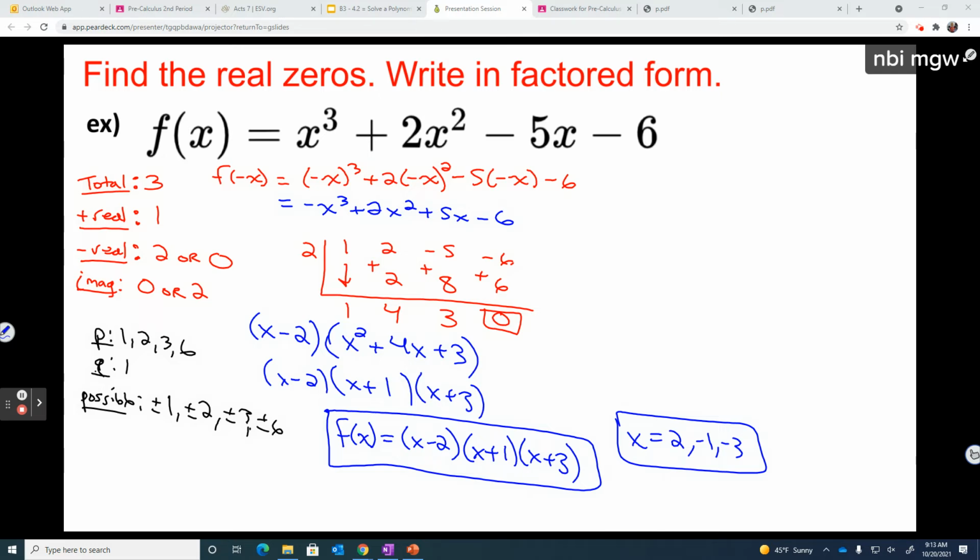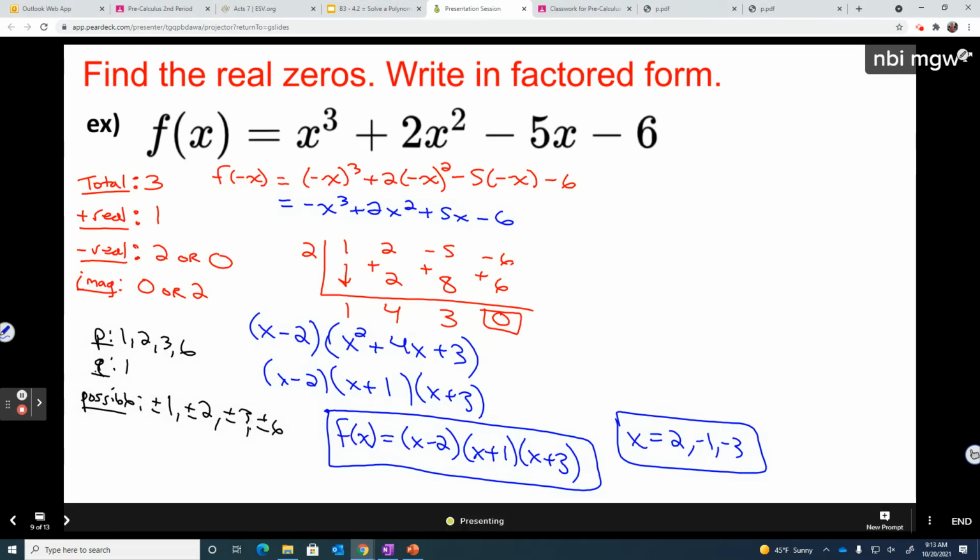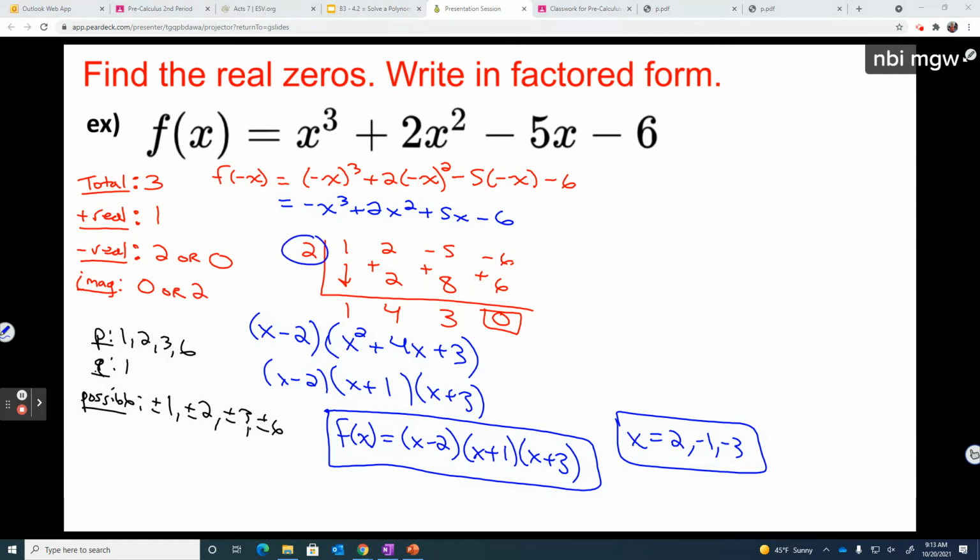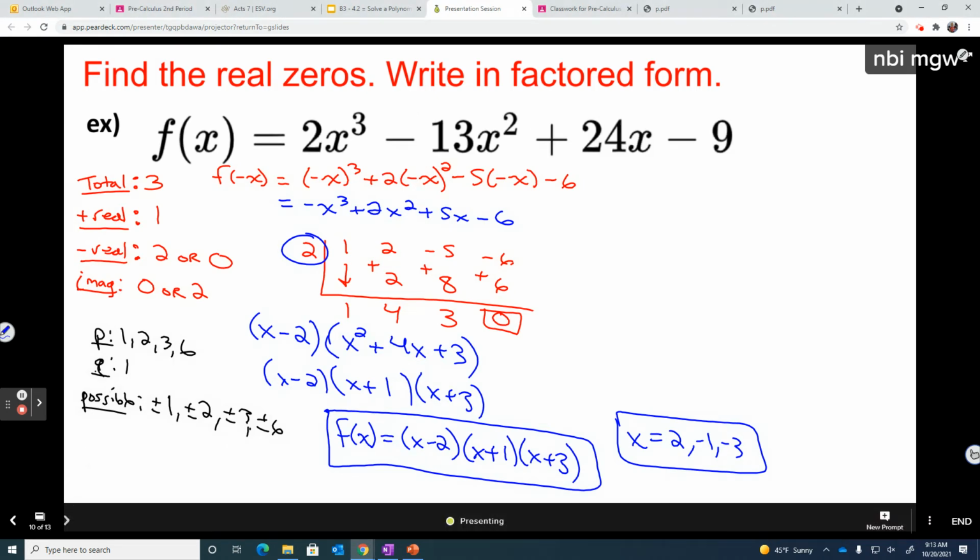All right, let's try another one. What do we get at x minus 2? So this 2 out here tells us, if you remember when we did the factoring, if 2 is a 0, if x equals 2, working the opposite, it would be like x minus 2 equals 0. So it tells us that x minus 2 is a factor. All right, let's try another one.